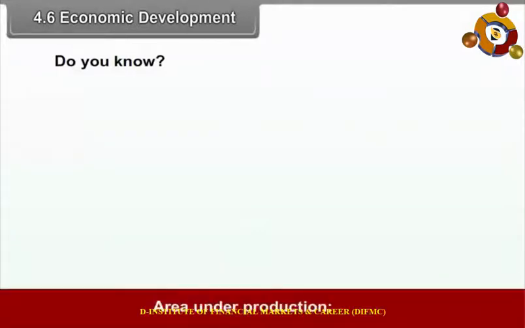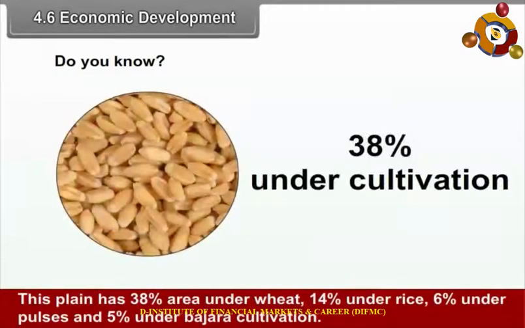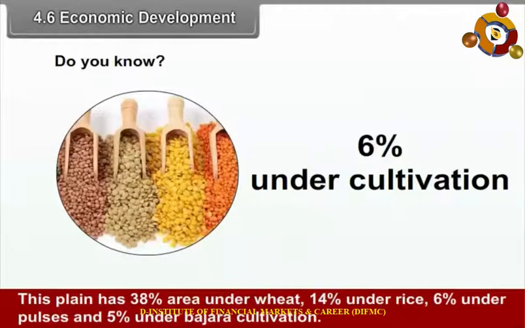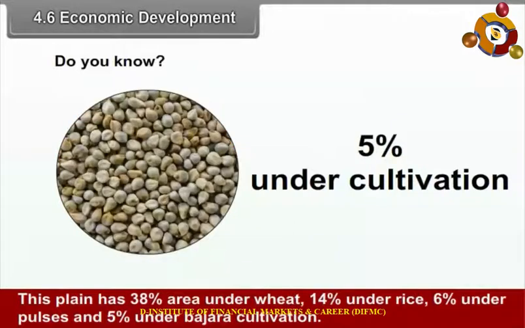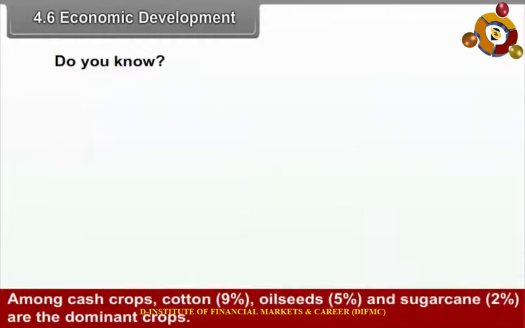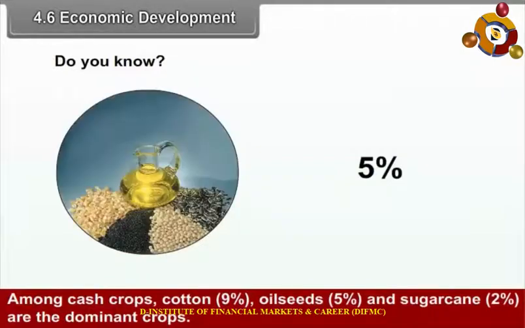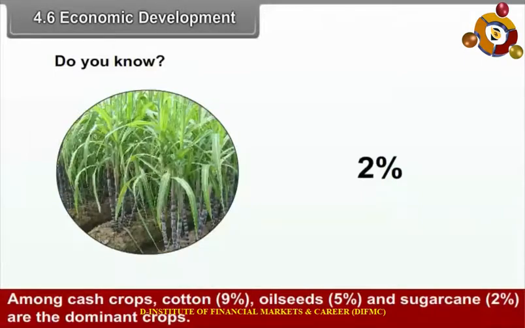Do you know the area under production? This plain has 38% area under wheat, 14% under rice, 6% under pulses and 5% under bajra cultivation. Among cash crops, cotton 9%, oilseeds 5% and sugarcane 2% are the dominant crops.